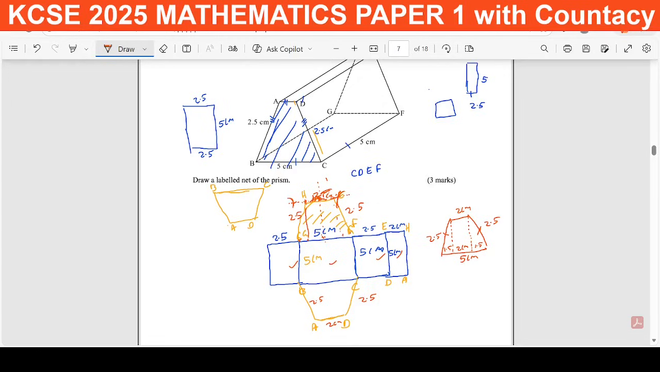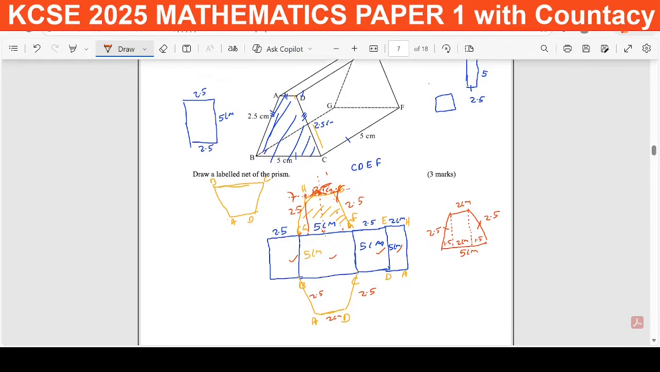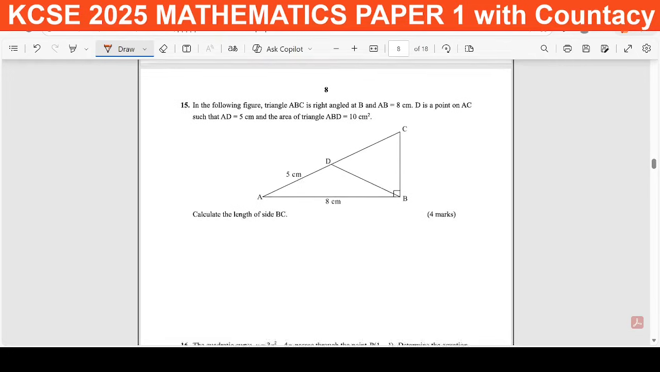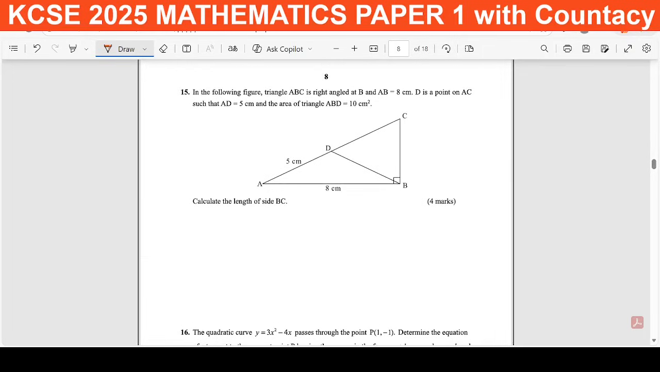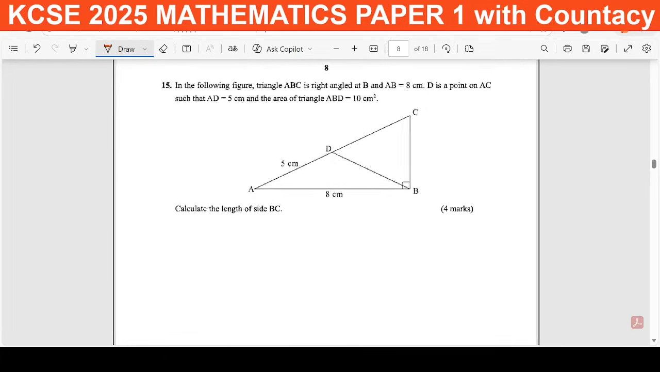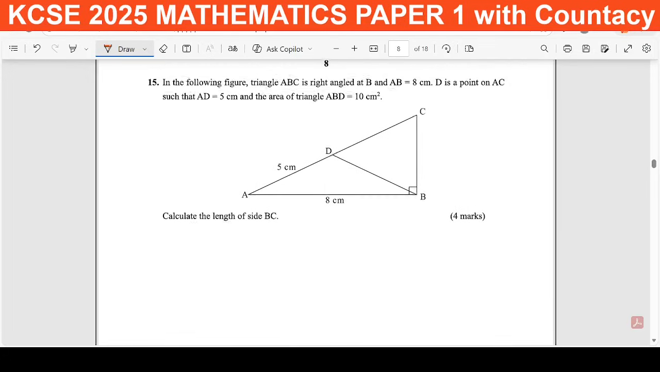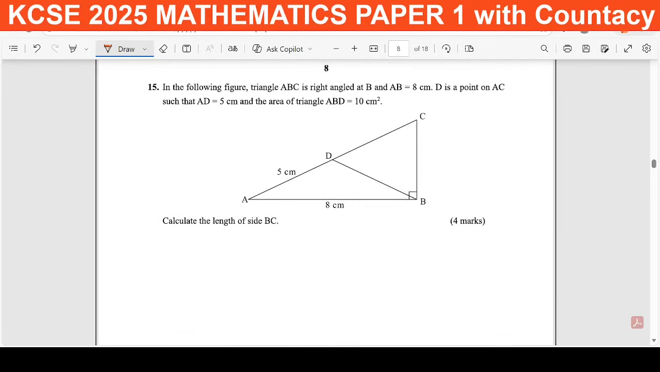But that is exactly what you're really supposed to do in order to be able to get all these 3 marks for that particular question. Let's move on to question 15. We have it right here, and let's see the skill that you're really going to learn from this. I believe this will be a very interesting question.